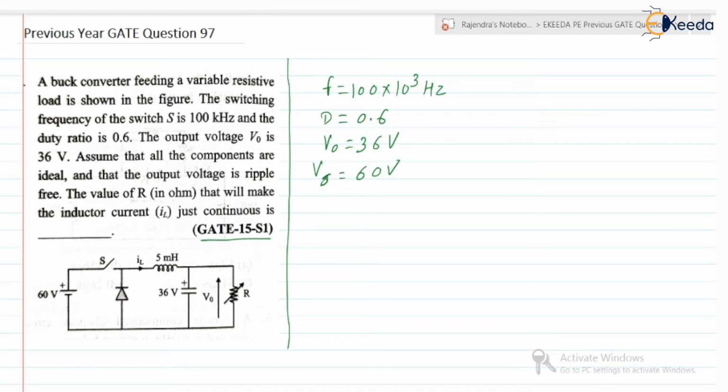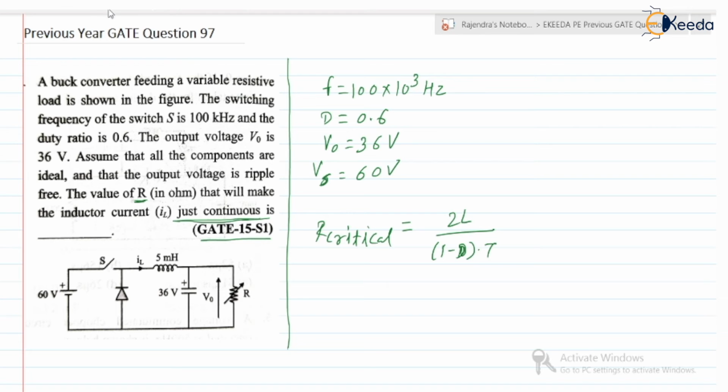And just continuous means a critical value of R they have asked. We already discussed this in video sessions. So we need to find the R critical. We have the expression for the R critical, which is equal to 2L upon (1 minus D) into T. This is the expression we have derived during the video sessions.